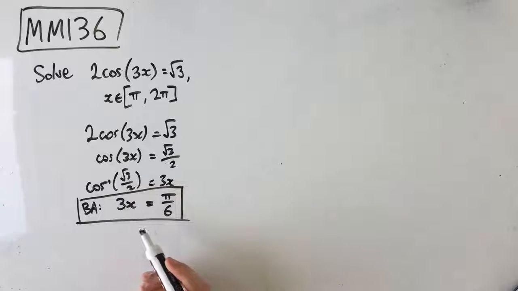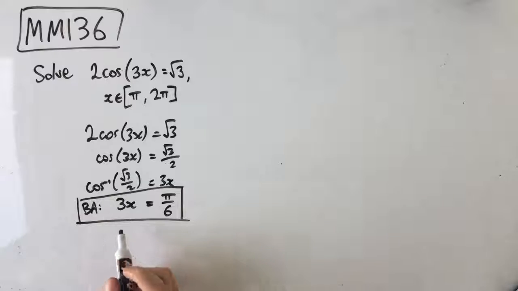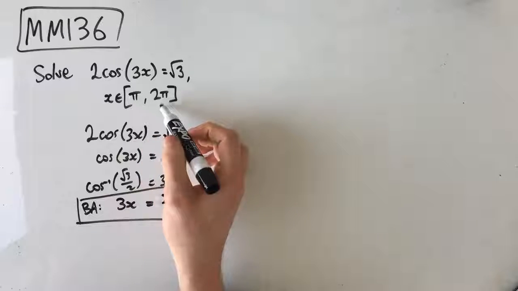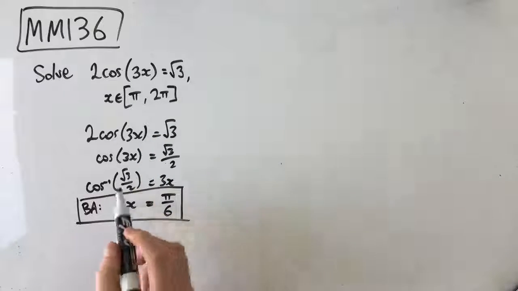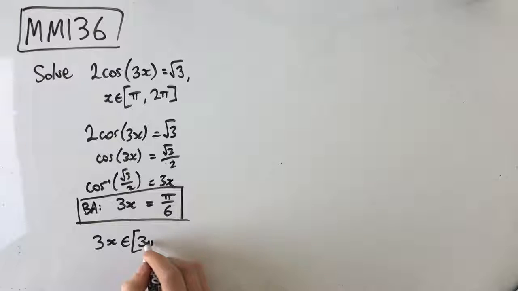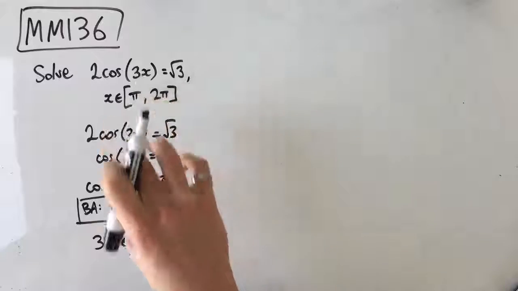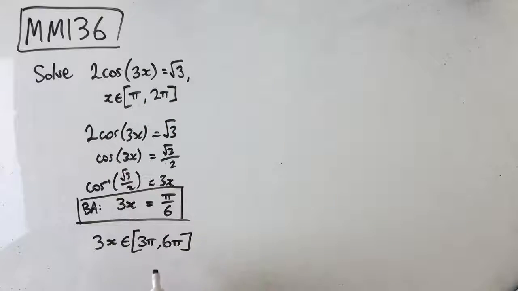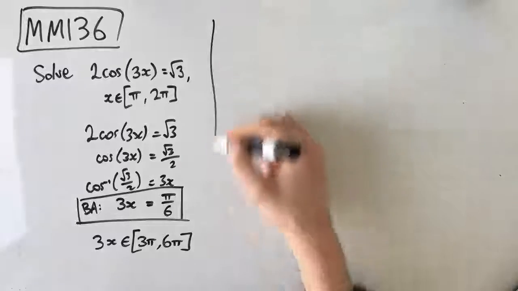So where we go from here is we know that x is between pi and 2 pi, but our angle here is 3x, not x, which means that if x is between pi and 2 pi, 3x has to be between 3 pi and 6 pi. So we just multiply out our domain by 3. Now we have our new domain.